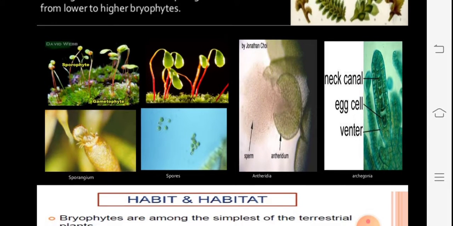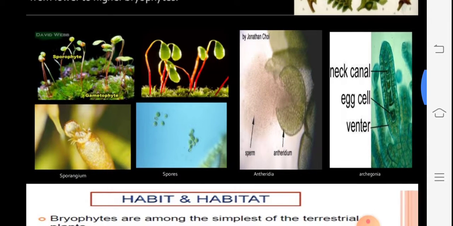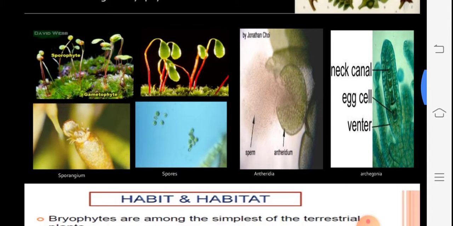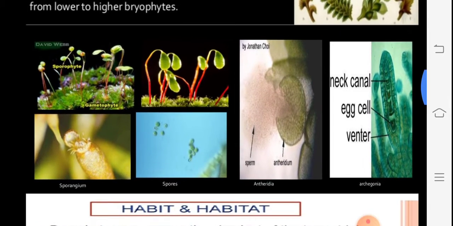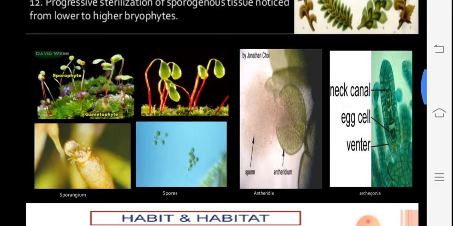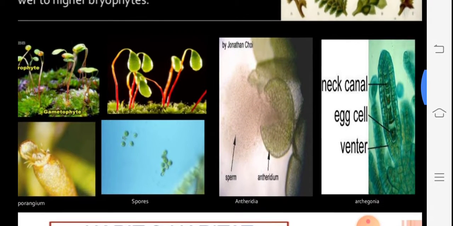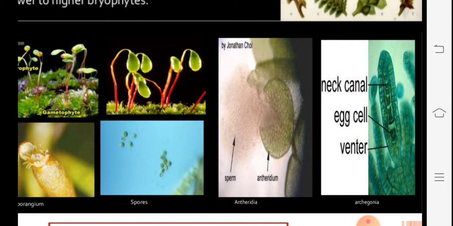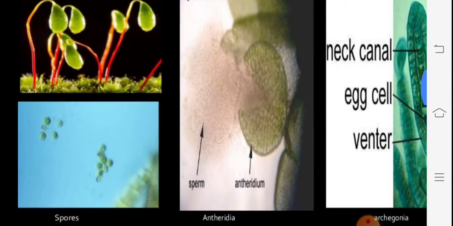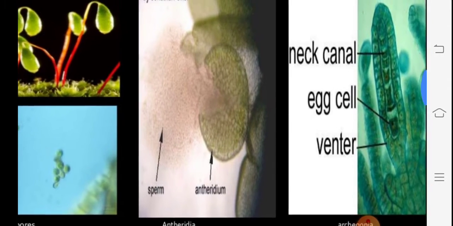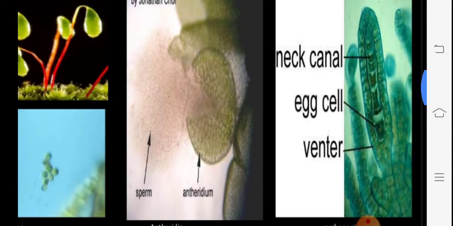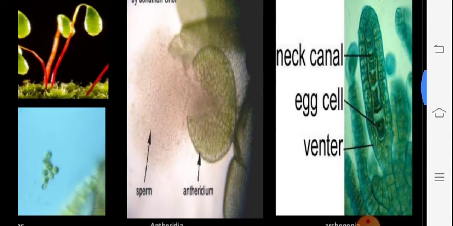You are observing the capsule or the gametophytic stage after antheridia and archegonia develop in the thalloid or the moss members, Funaria, Polytrichum. On the right hand side you are observing the structure of the antheridium, generally seen in leafy moss forms. This is a structure of antheridium. It shows the sperms, very minute sperms. So these are the actual photographs. Then you are observing here the archegonia. The archegonium has the neck canal cells, egg cell and the ventral cell.